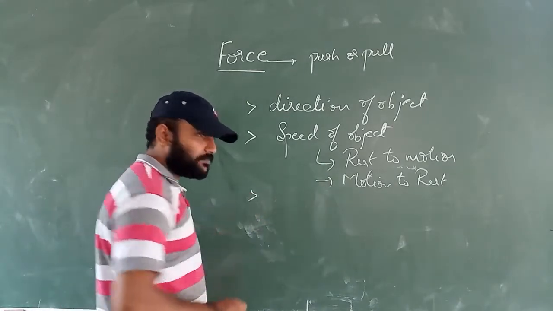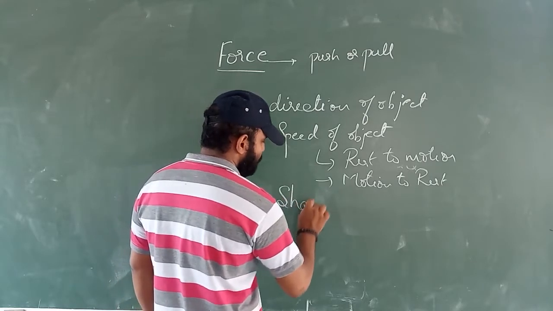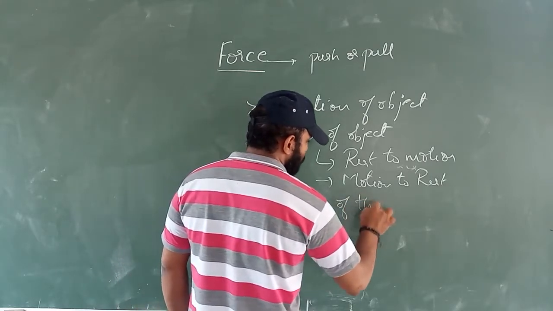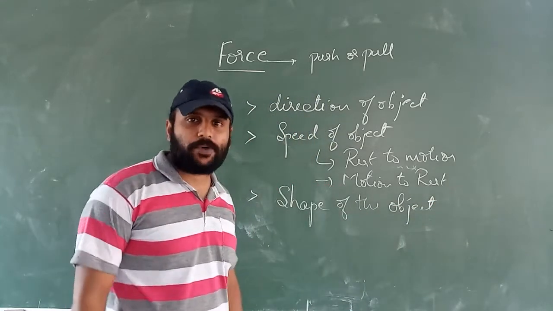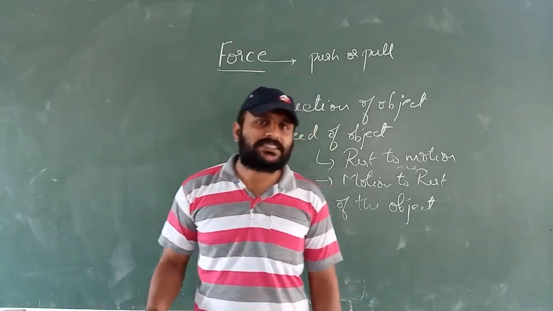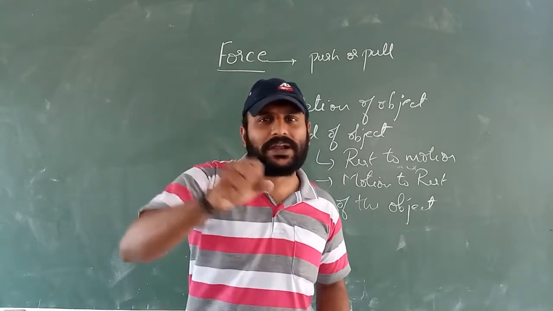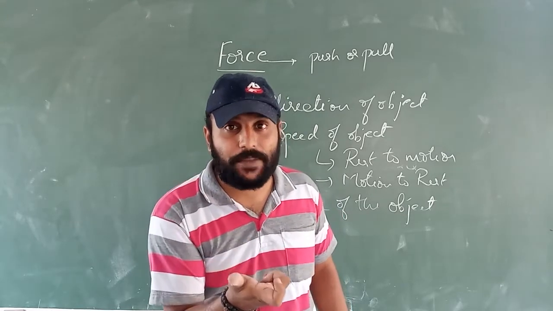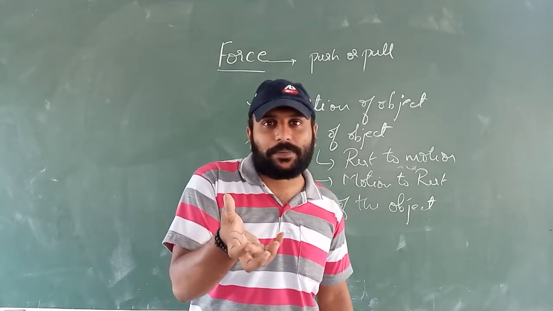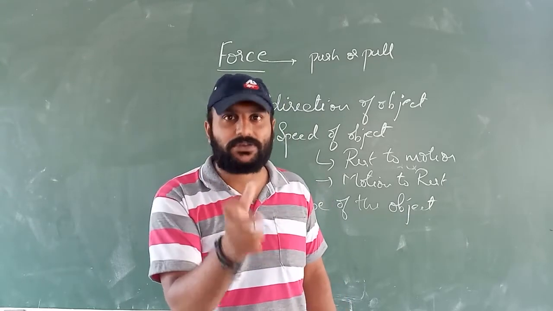Third one is what? Force can change the shape of the object. How come force can change shape of the object? Take a sponge. You press it. When you squeeze it, what happened? It will change its shape. You are applying a force there. Due to that force, the shape of the sponge is changing when you squeeze it.